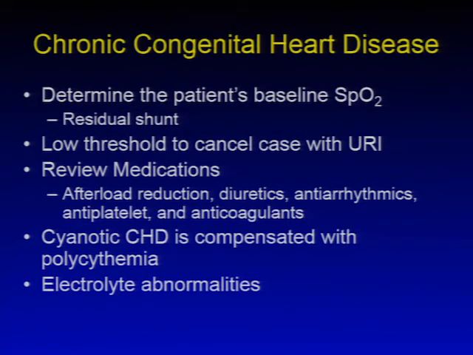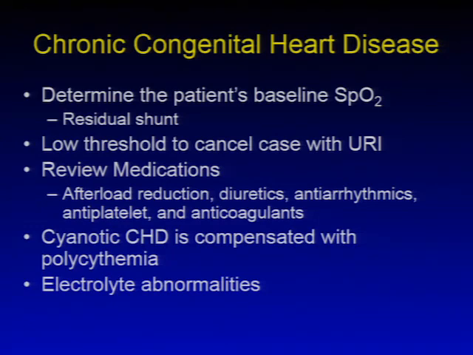Commonly in later life with chronic congenital heart disease, the baseline oxygen saturation of the patient should be determined. Most children that have circulation in series should have 100% saturation unless there's some degree of a residual shunt. In older children with congenital heart disease, one should have a low threshold to cancel the case with a URI if it's elective. Oftentimes the increase in pulmonary vascular resistance, in particular in someone with a Fontan circulation, is quite undesirable, as their pulmonary blood flow contributes significantly to cardiac output.